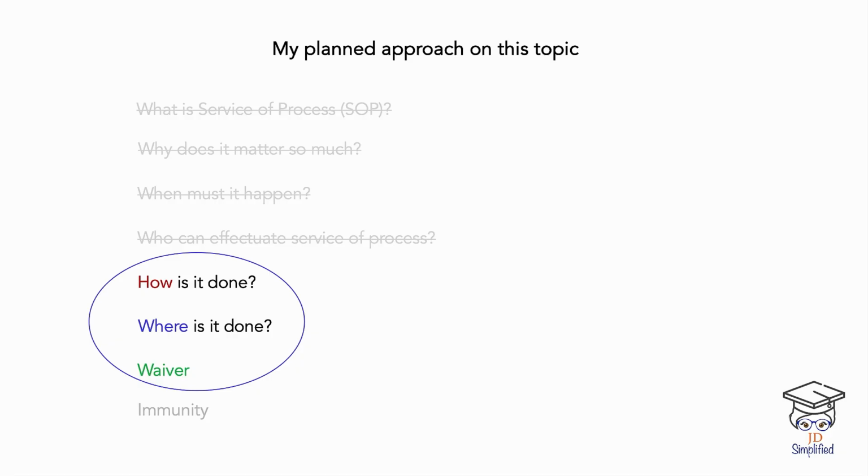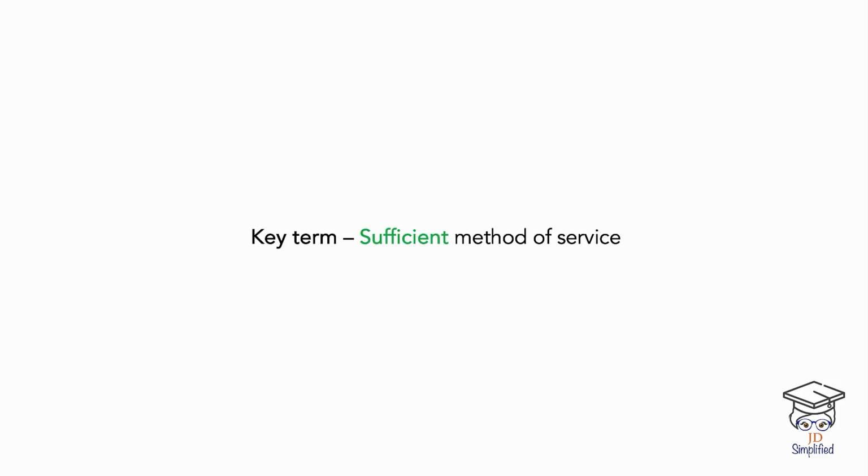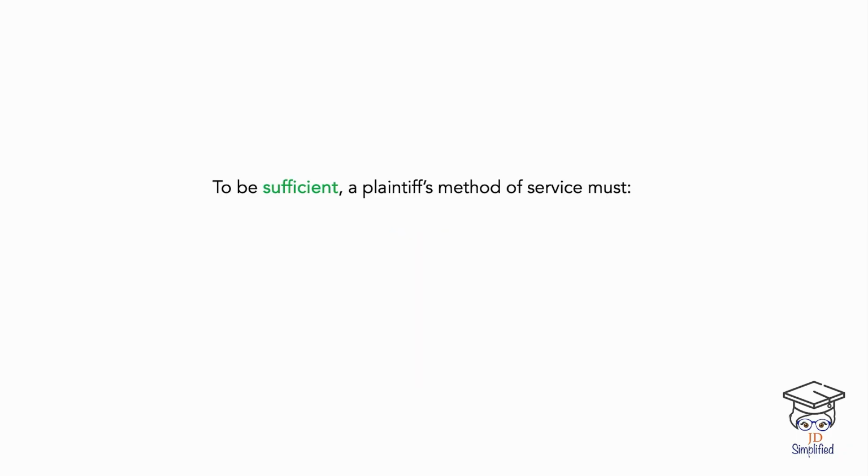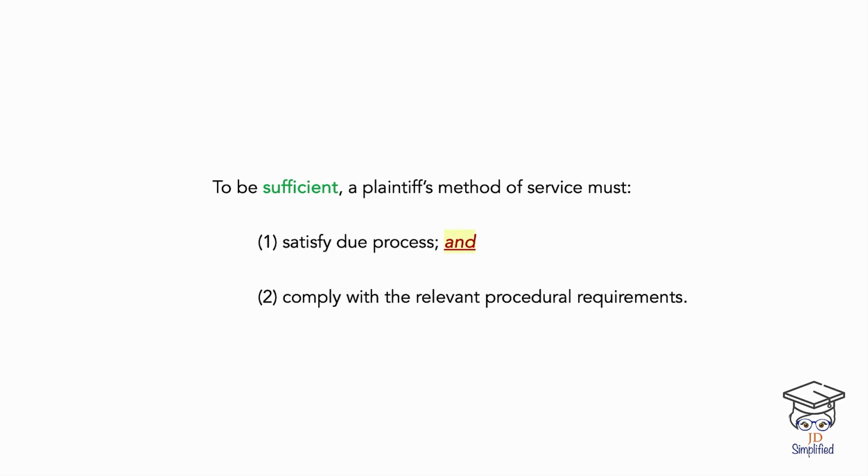Next is where the meat lies. How is it done? Where is it done? What about waiver? We will cover them all one after another. And the key term here is sufficient method of service. To be sufficient, a plaintiff's method of service must 1. Satisfy due process and comply with the relevant procedural requirements.